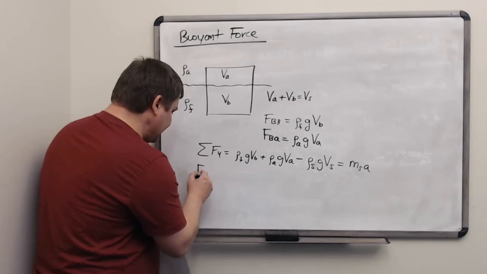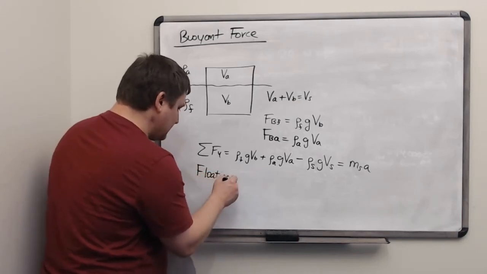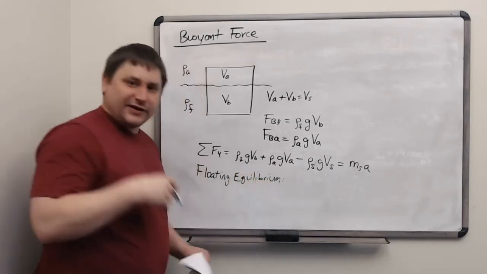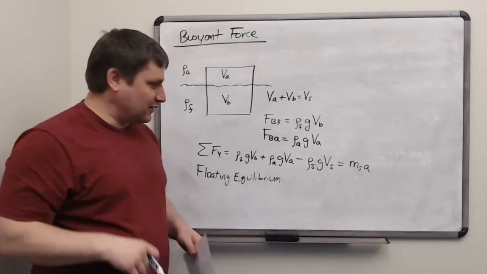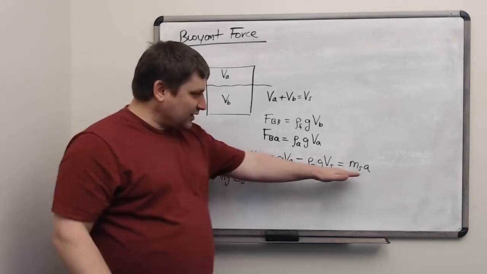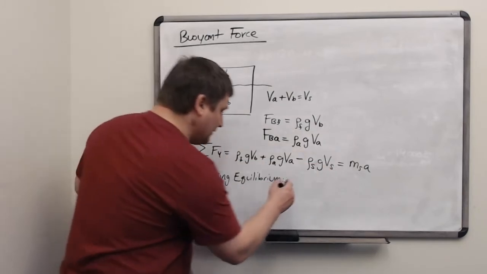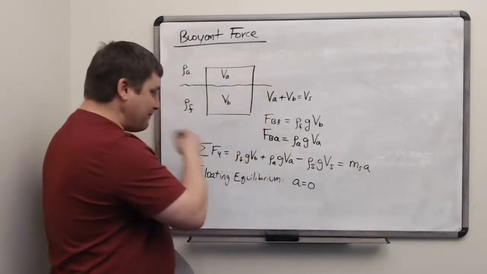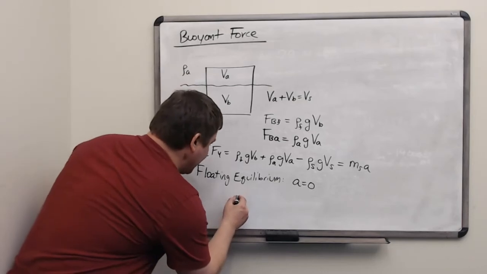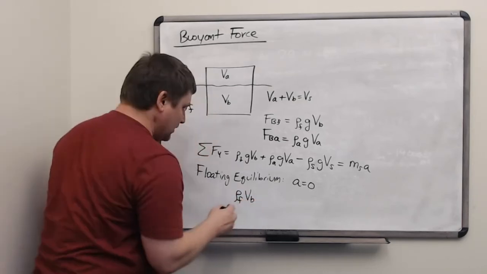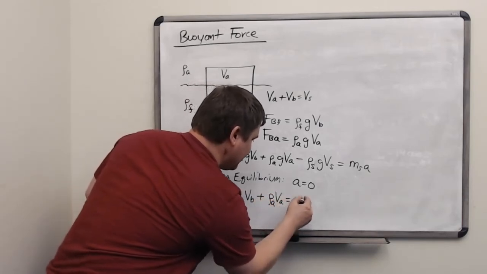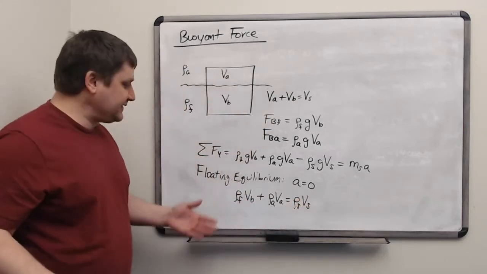Right, so if we are in a case of floating on the surface, in reality there might be some bobbing or shaking or listing or something, but overall, if we're in floating equilibrium, then this vertical component of the acceleration is zero, and we have a balance of buoyant forces with the force of gravity. So we get an equation for that, that is rho F V_B plus rho A V_A equals rho S V_S.